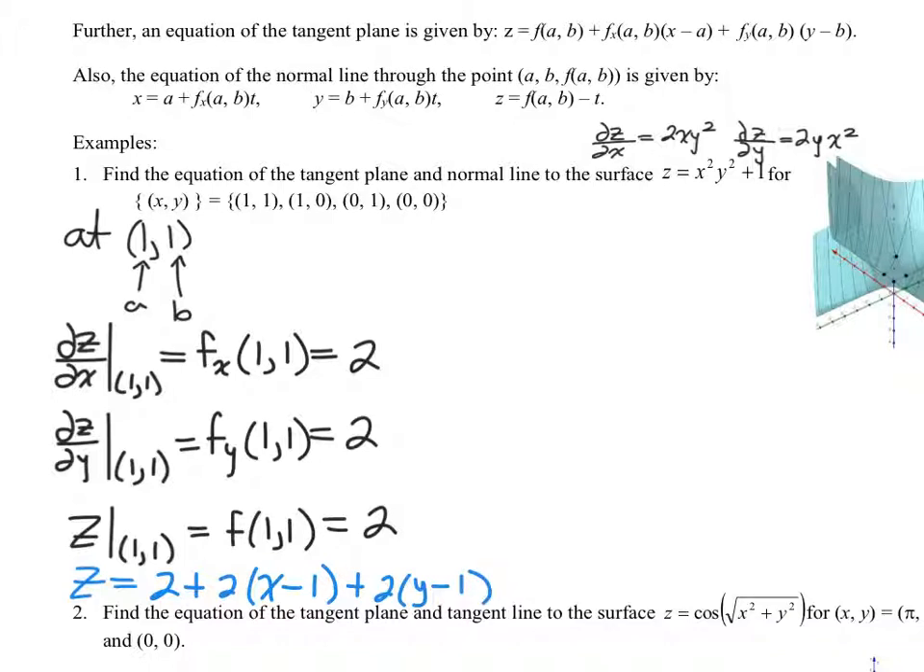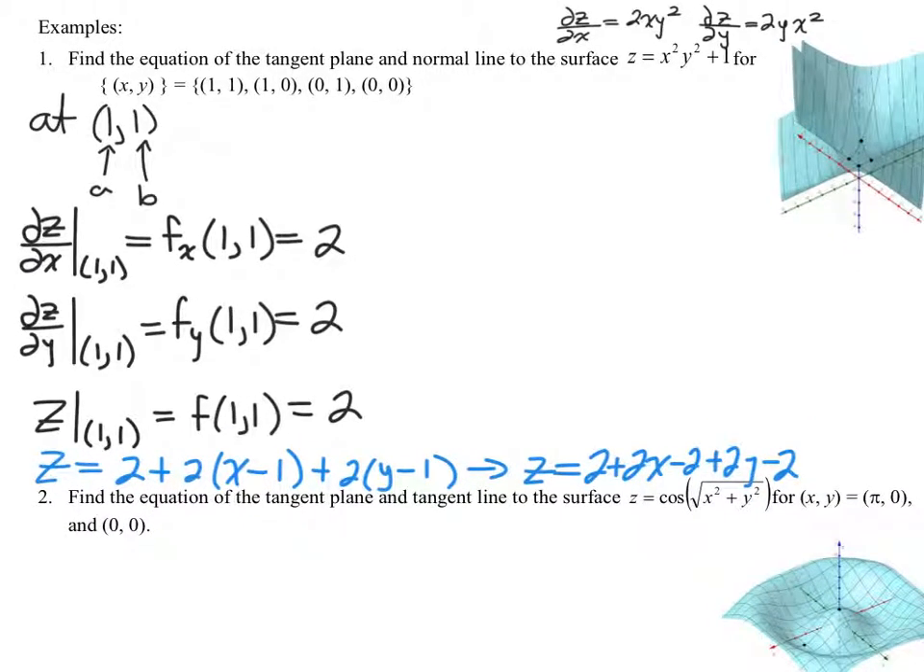All right. So then we want to clean it up. So we're going to have 2 plus 2x minus 2 plus 2y minus 2. And some things will clean up even further. So we'll have some things cancel out here. Get rid of those two guys, I guess. So let me just bring it back up here a little bit. We would say z equals 2x plus 2y minus 2.